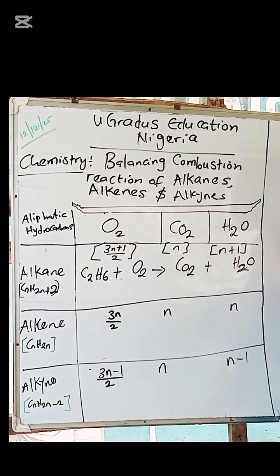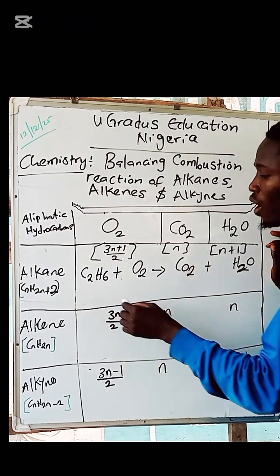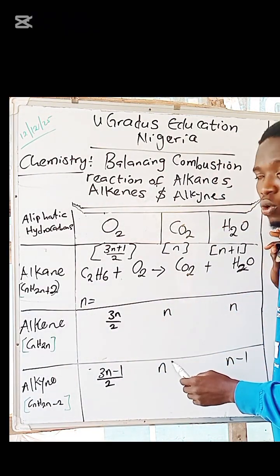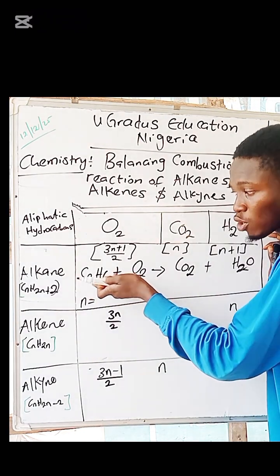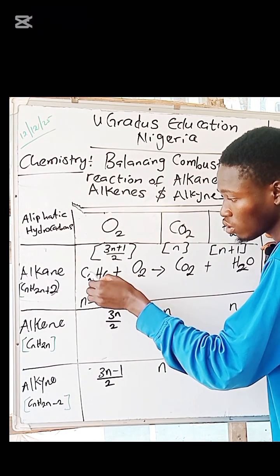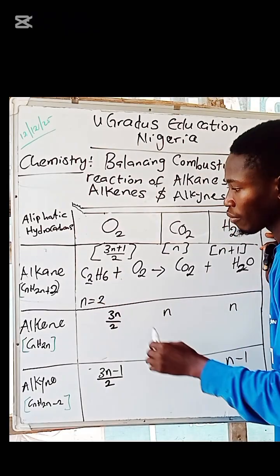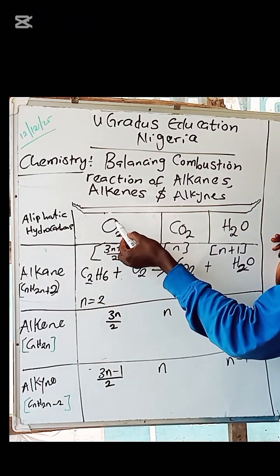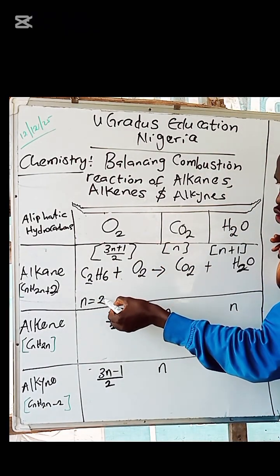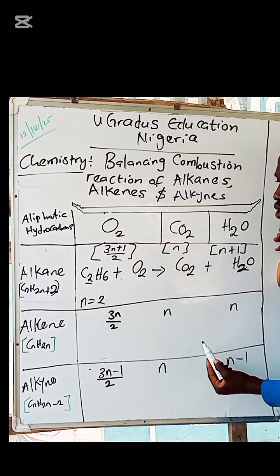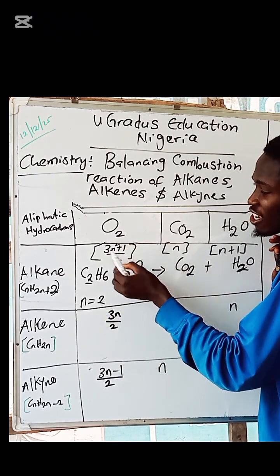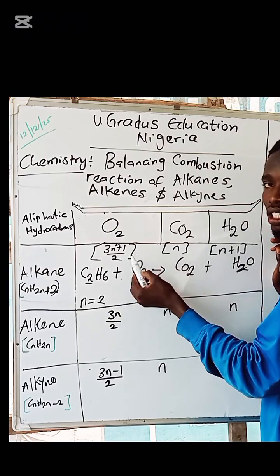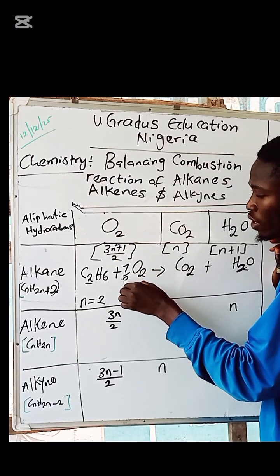So what you're supposed to ask now is, how can you get your n? Your n is the number of carbon. In this case, the carbon coming from the organic compound given to us, ethane, is 2. This 2 here is your n. For oxygen, O2, just input 2 in place of n in the formula 3n plus 1 over 2. 3 times 2 is 6, 6 plus 1 gives you 7, so 7 over 2. You have to write 7 over 2 here.